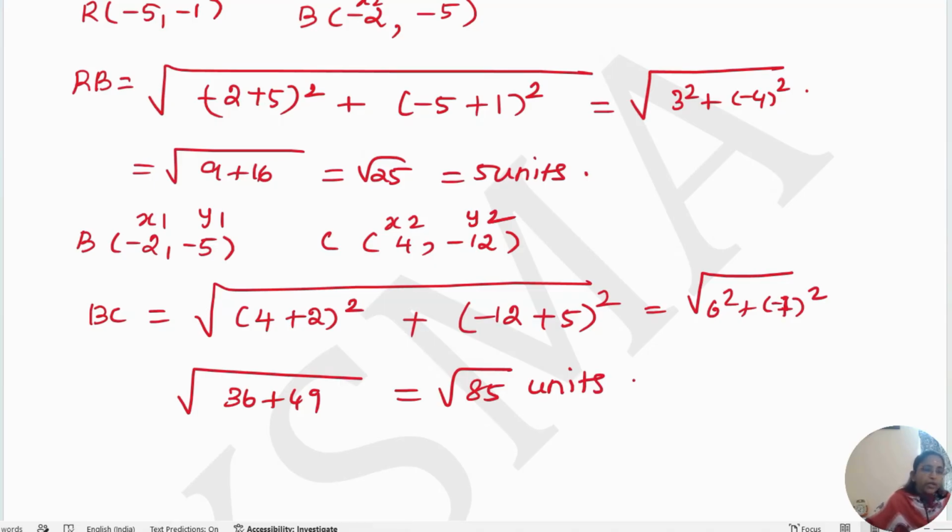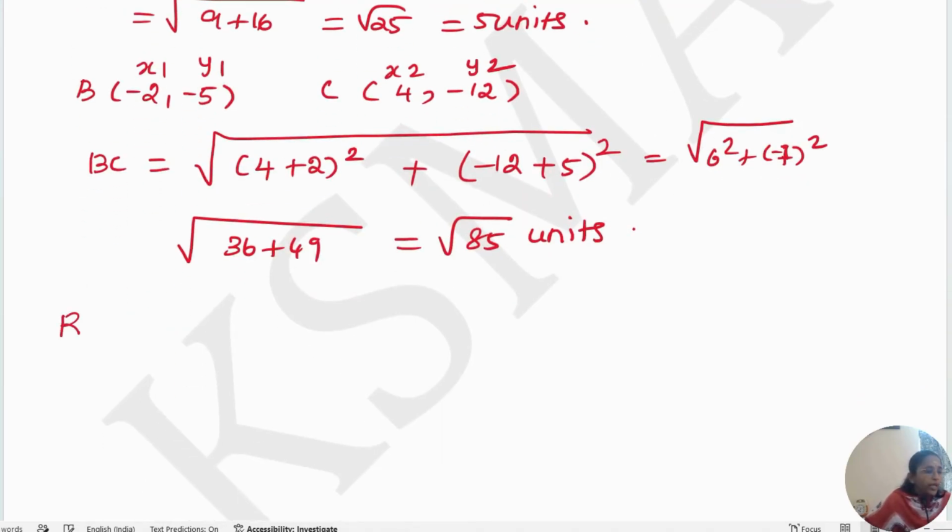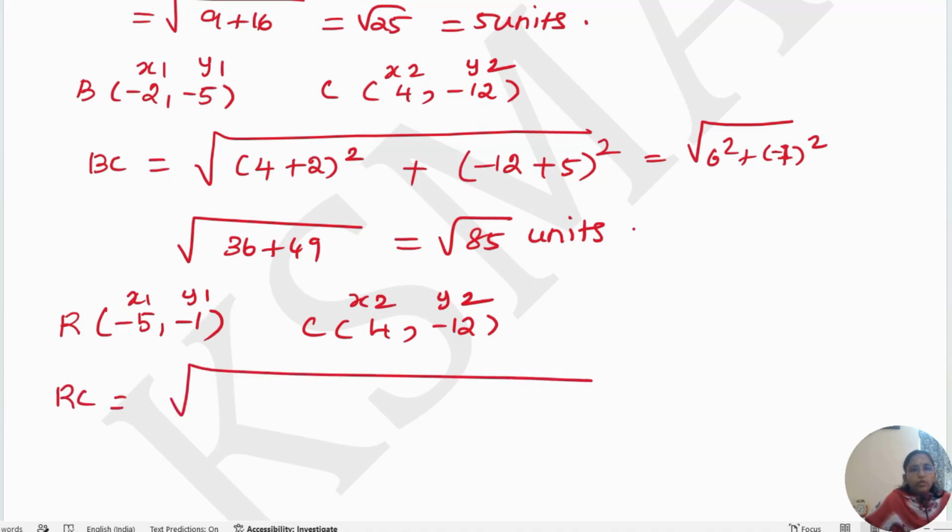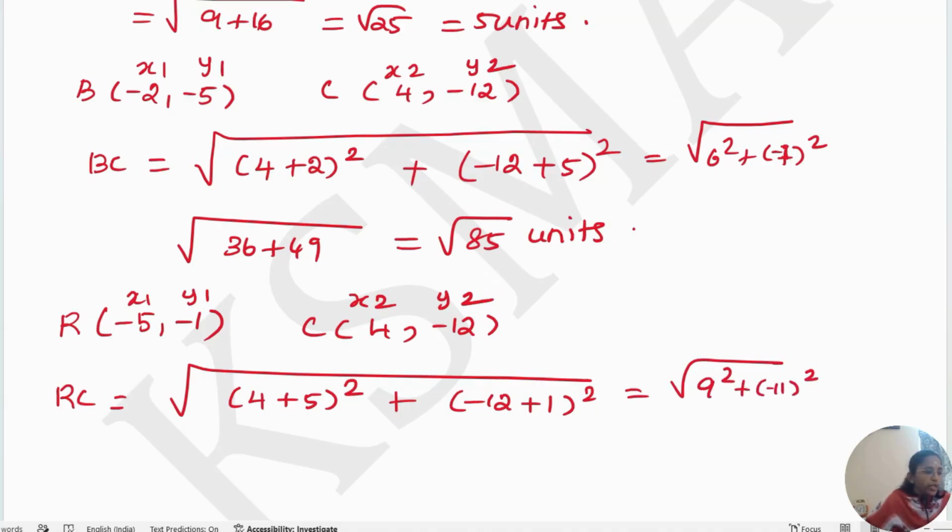Now again calculate the distance between the points R and C. R is given as minus 5, minus 1 and C is 4 and minus 12. So consider x1 y1 and x2 y2. RC will be equal to square root of (x2 minus of minus, so plus 5) the whole square plus (minus 12 minus of minus, so plus 1) the whole square. So now it is 9 square plus minus 11 the whole square, which is root of 81 plus 121, which is equal to root of 202 units.